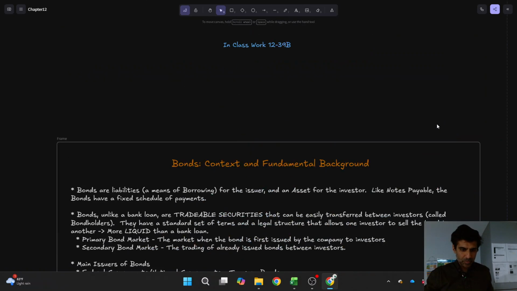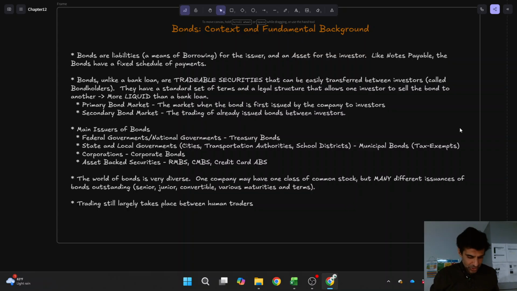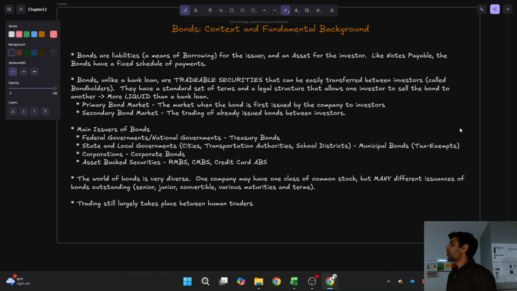Okay. So the main issuers of bonds, the bond market is bigger than the stock market. There's more borrowing in our economy than equity ownership, at least for large companies. And really it's because governments also borrow. So that really tips it in favor of bonds. So who are the main issuers?